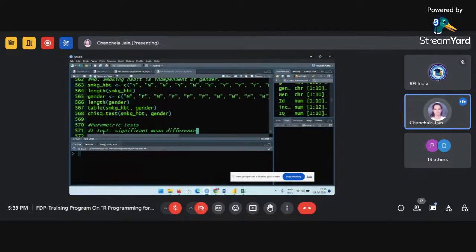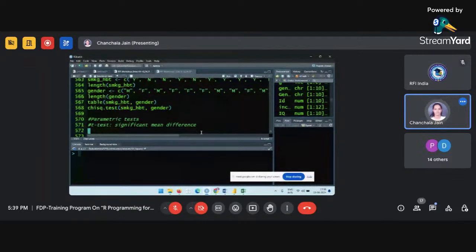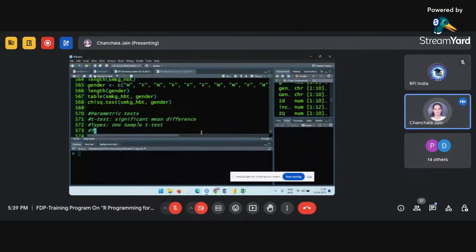So I said the t-test is used to find the significant mean difference. This is the purpose of the t-test. Now there is a variety of t-tests available in statistics, so here we will talk about the types. In the t-test, there are two types. The first one is the one sample t-test, and the second is the two samples t-test.